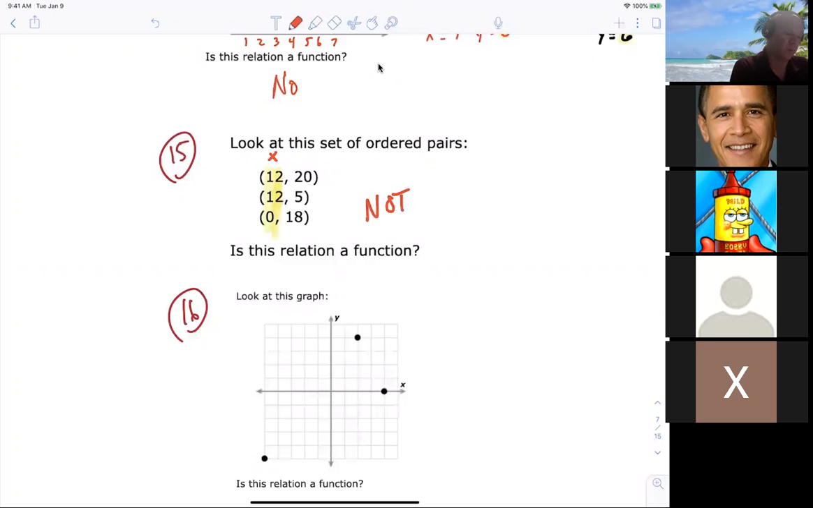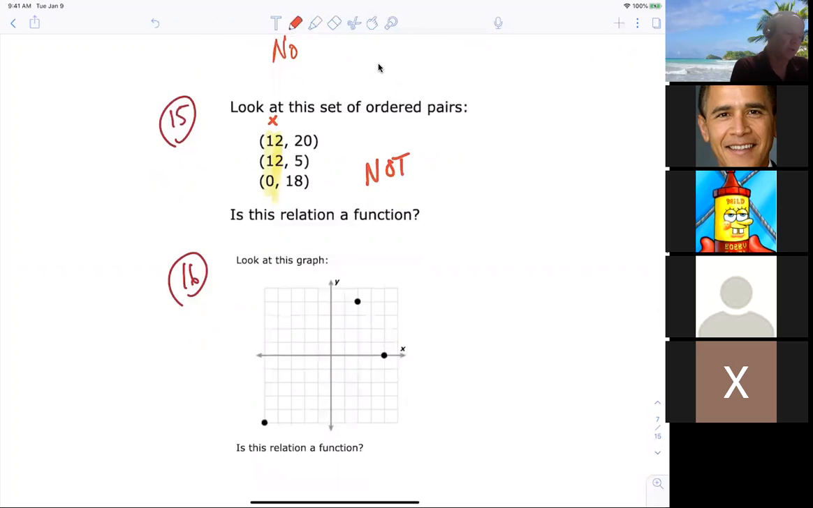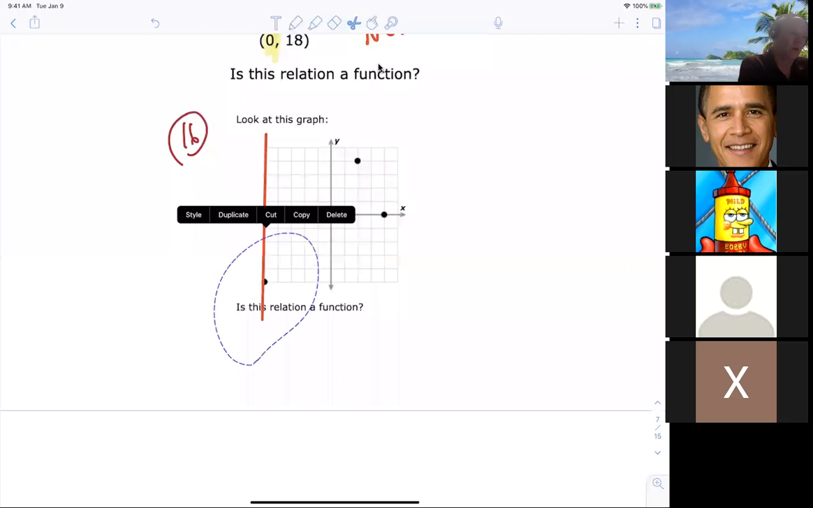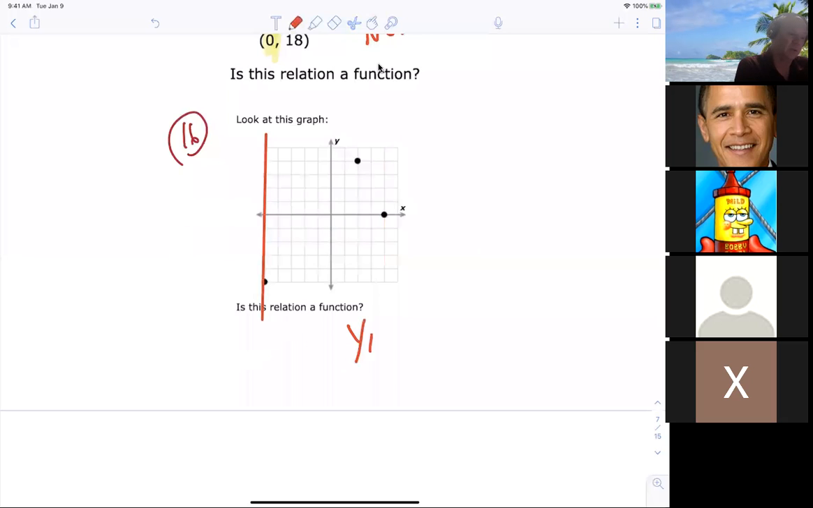It's just really that simple. So look at 16. Now, again, I want to make sure you guys are hearing me on the vertical line test. This is the easiest way when you're dealing with graphs. Draw a vertical line. 1 point, 1 point, 1 point. So do all of the x values have different y values? And the answer is yes, that is a function.